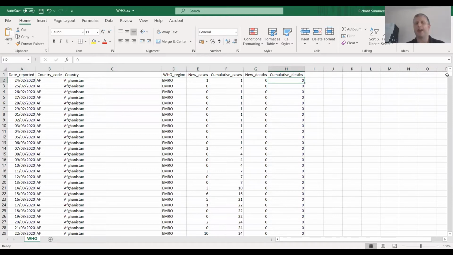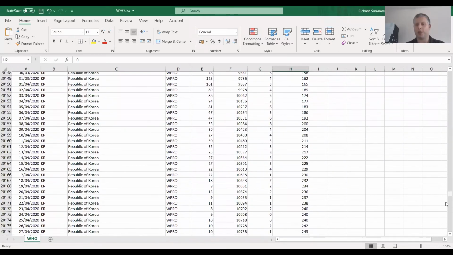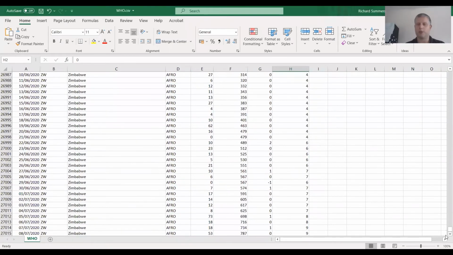And just to show you the scale of these databases, this is the WHO. If we scroll right down to the bottom, you can see there are 27,000 records of case death data in the world, which is every single day, 204 countries, I think it is, or 214 countries, a lot of different countries. And similarly, if we looked at the other data set, it's about 8,000, 9,000, again, of all those days on a number of countries, looking at their interventions. So lots and lots of data.